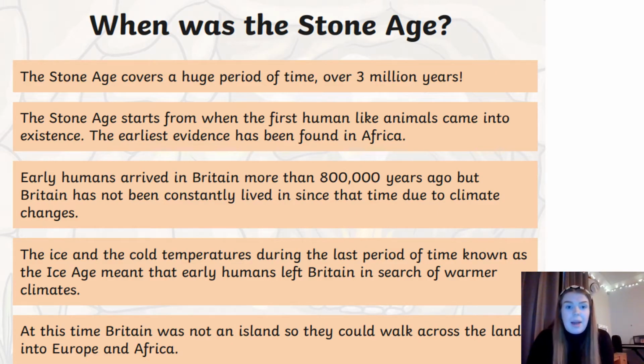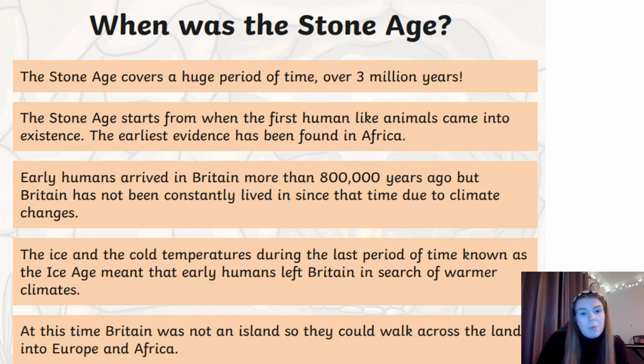Okay, so let's think then, when was the Stone Age? So if that Stonehenge was built 5,000 years ago, we know that the Stone Age is going to be a lot further in history than we thought, okay? So the Stone Age covers a huge period of time, over 3 million years. Wow. The Stone Age starts from when the first human-like animals came into existence. The earliest evidence has been found in Africa.